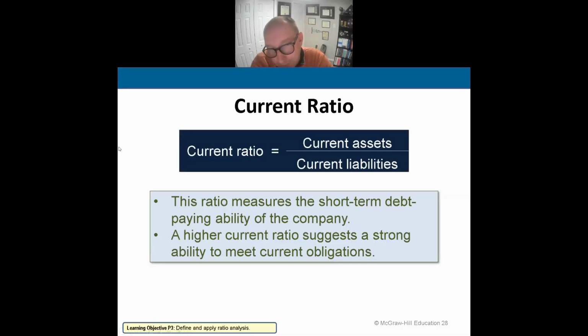The current ratio. This is the first one that we saw, yeah? Current ratio is current assets divided by current liabilities. This ratio is really important to tell us if the company has the ability to pay its current debt.